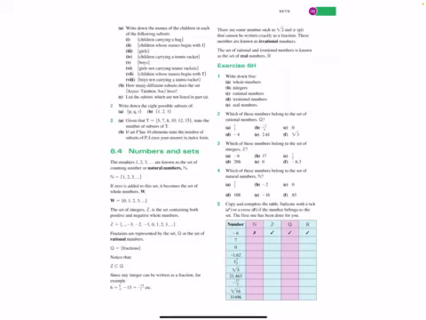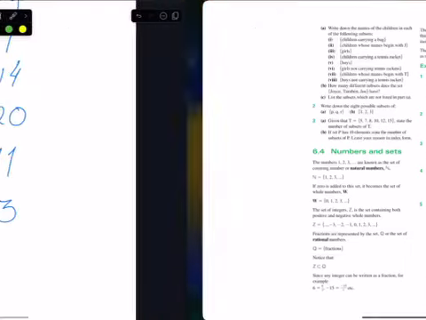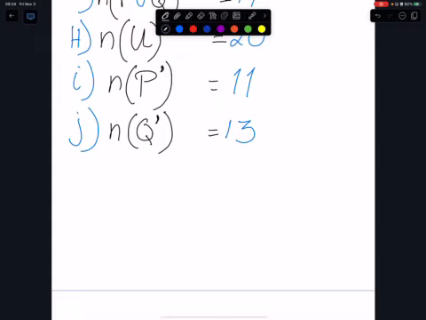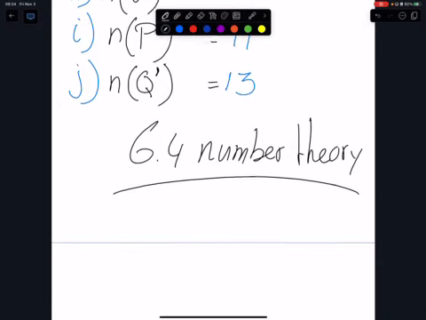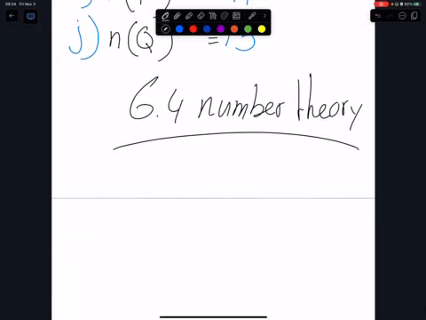Six point four talks about number theory. In the exams, you can receive examples containing number theory.